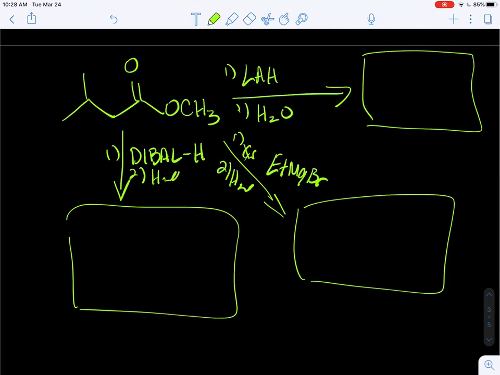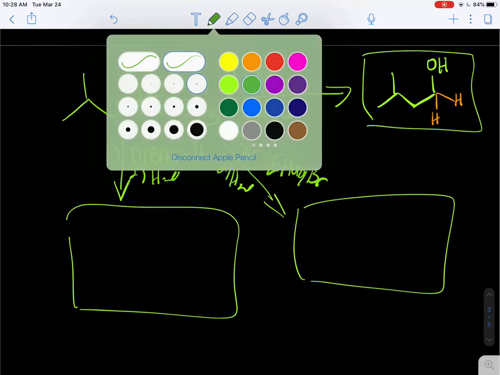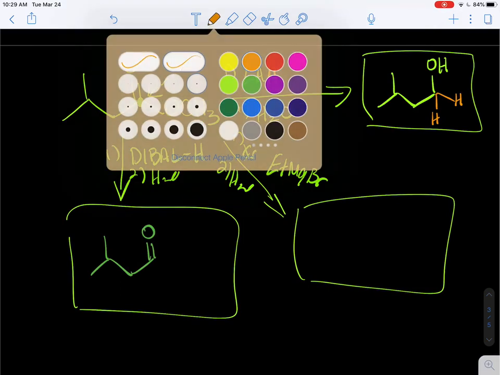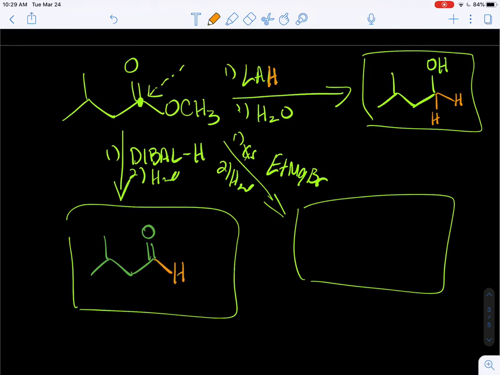So lithium aluminum hydride will deliver, right, 2 hydrogens to this carbon atom. And what we get is a primary alcohol. And if we just look at, carbon likes to have 4 bonds. Those 2 hydrogens came from the hydride from lithium aluminum hydride. DIBAL delivers 1 hydrogen to the carbonyl carbon. Okay. And once again, we normally draw the hydrogen of the aldehydes.